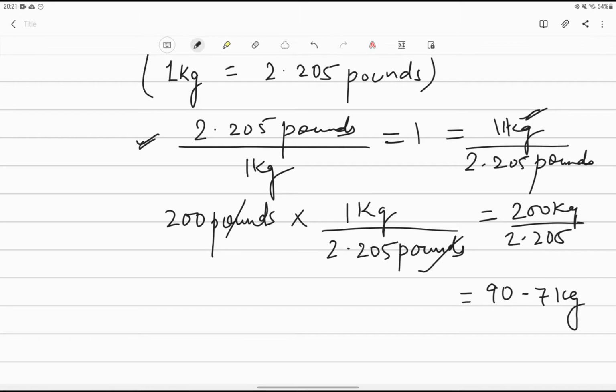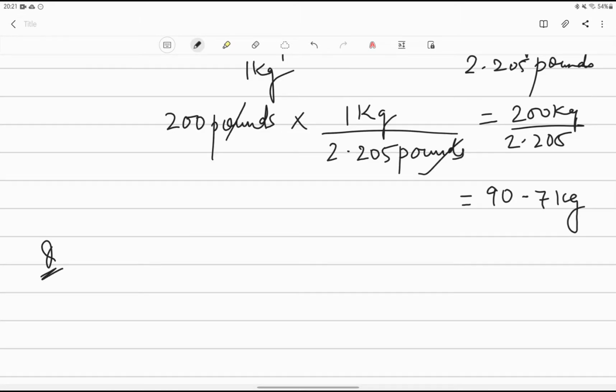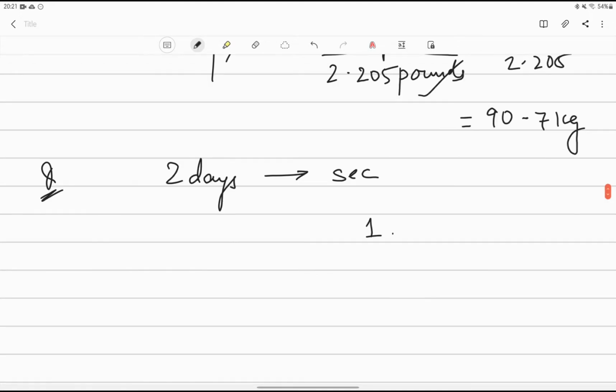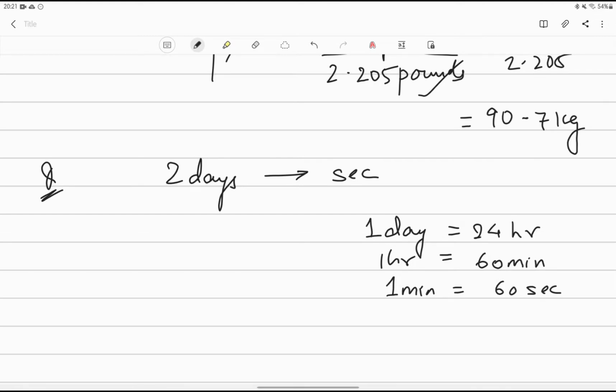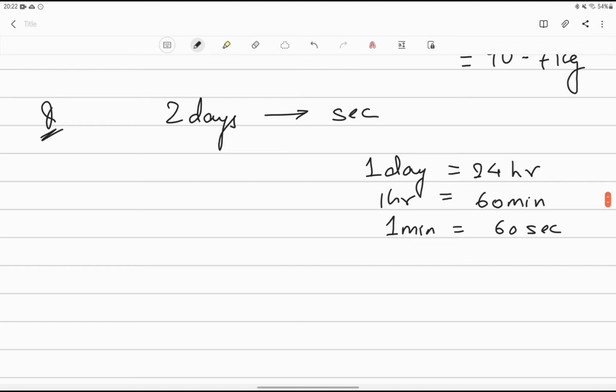Now just suppose I have to convert days into seconds. If I have 2 days and I have to convert it into seconds, first of all I need to know that 1 day is equal to how many hours? 24 hours. 1 hour is equal to how many minutes? 60 minutes. And 1 minute is equal to how many seconds? It is 60 seconds.